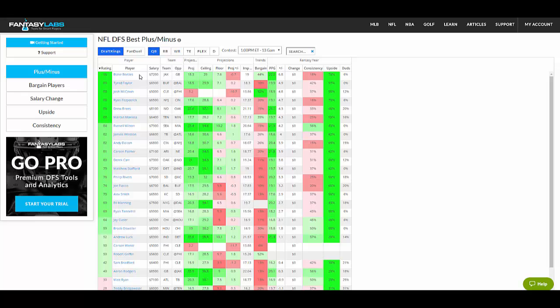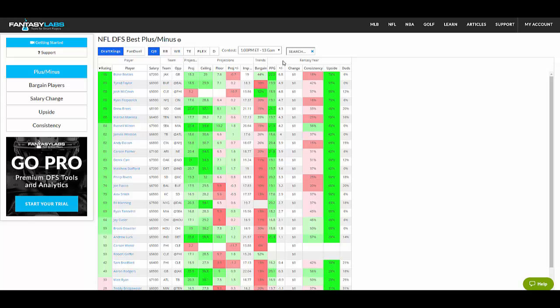So Blake Bortles over the past 12 months has a plus-minus of 6.8 points per game, which means he's scored just under 7 points per game above what you'd expect based on his salary. Obviously, not too surprising given his breakout last year. But that's in the 96th percentile. Historically, only 4% of quarterbacks have ever sustained that level of value over the course of an entire year.